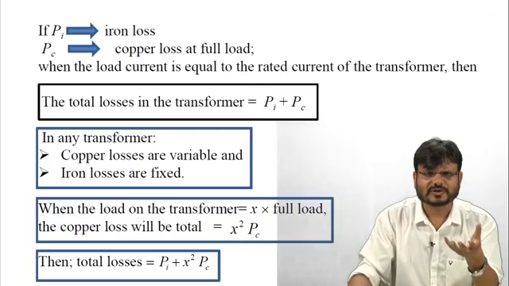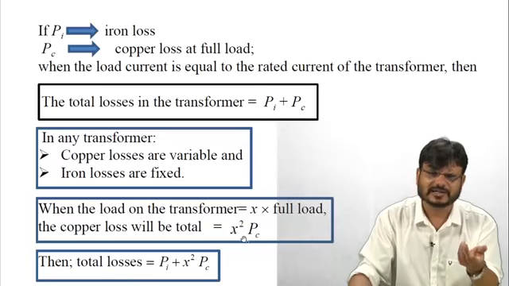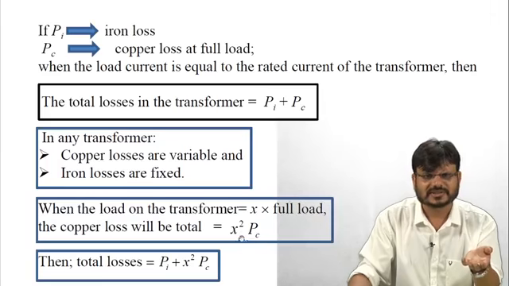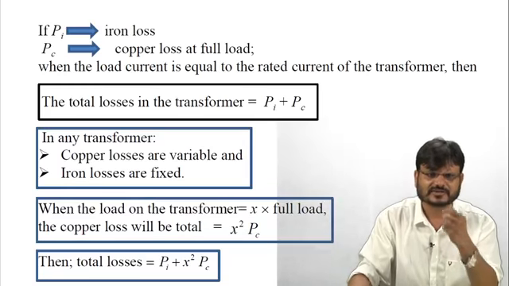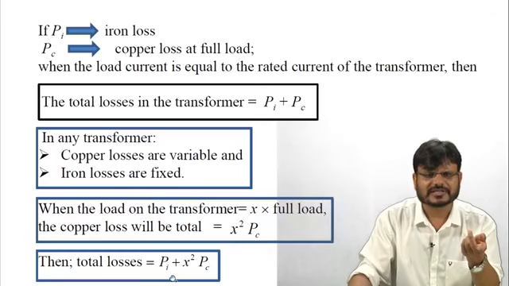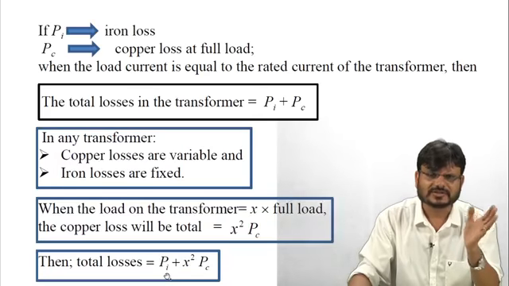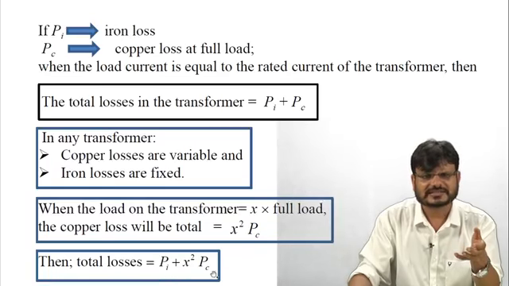If you want to calculate the copper loss at half full load, you put the value of X equal to 1 by 2. Sometimes in some books it is written as N square PC. So X and N are the same; both show the fractional load. So at any particular load, the total losses can be written as Pi plus X square PC, because Pi is the iron losses, which are constant losses. They do not depend on the load. So total losses is equal to Pi plus X square PC.